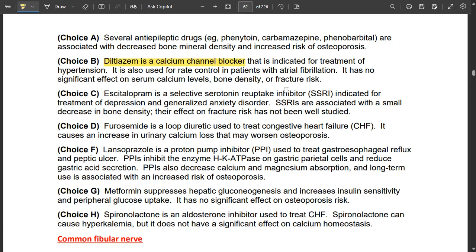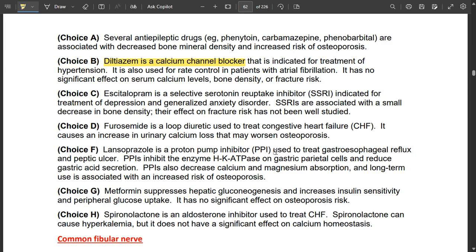Escitalopram is an SSRI indicated for treatment of depression and generalized anxiety disorder. SSRIs are associated with a small decrease in bone density. Their effects on fracture risk have not been studied. Furosemide, a loop diuretic used to treat congestive heart failure, causes increased urine calcium loss and can worsen osteoporosis.